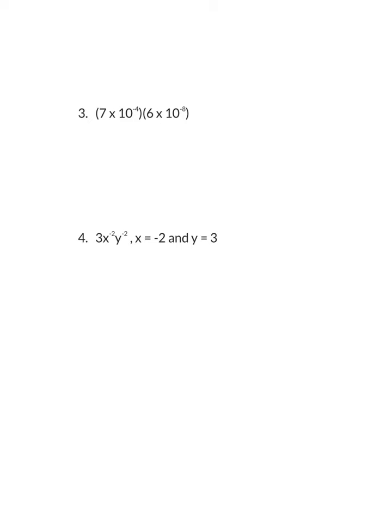Here we have a couple problems where we're going to do some multiplying on number 3. Number 4 is a different type, so we'll wait for that in a bit. But on number 3, when I multiply those, I'm going to do the same thing. Find the like numbers. It's 7 and 6. Those go together. 7 times 6 is 42.